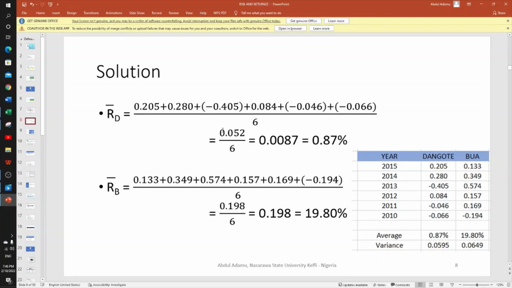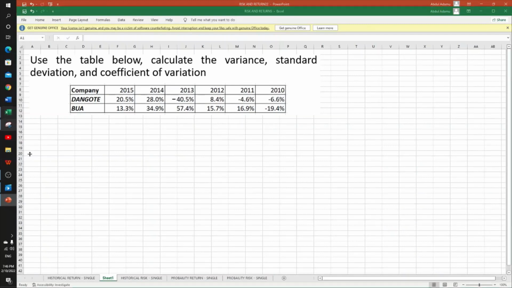As we know, we can use Excel to compute the expected return, the historical return, because we use the average function in Excel. So I have just shown how the result will come out. We can see the average is 0.87, which is here. So let's go to our Excel and demonstrate this.